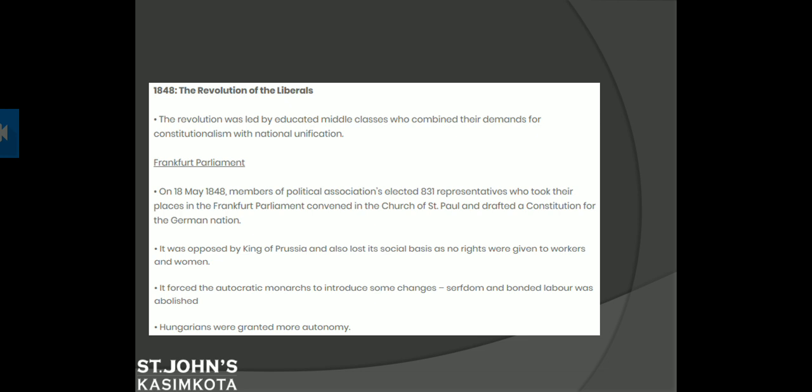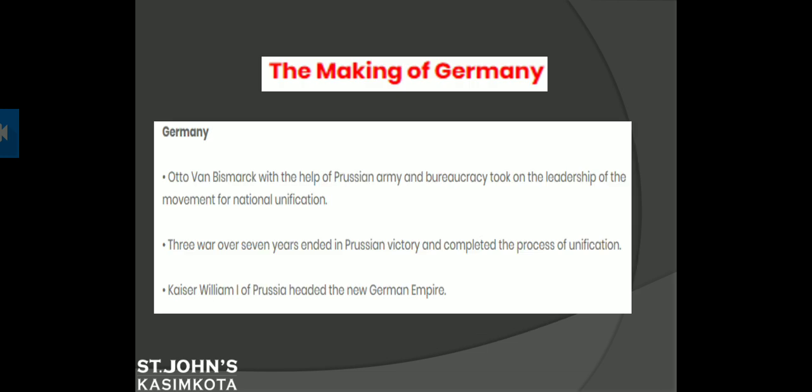It was opposed by the King of Prussia and also lost its social basis as no rights were given to workers and women. It forced the autocratic monarchs to introduce some changes. Serfdom and bonded labor were abolished. Hungarians were granted more autonomy. So these are the things which happened in the Frankfurt Parliament.